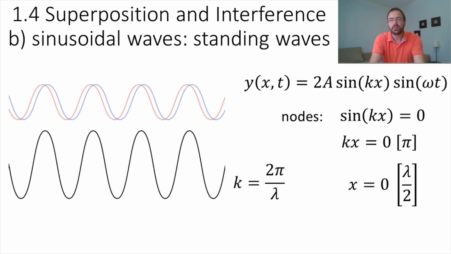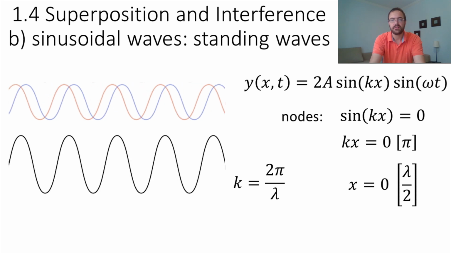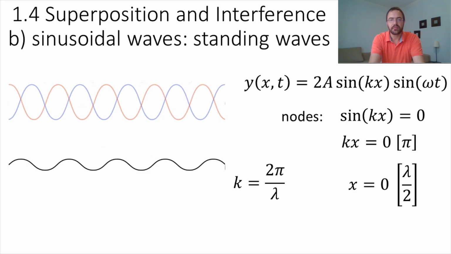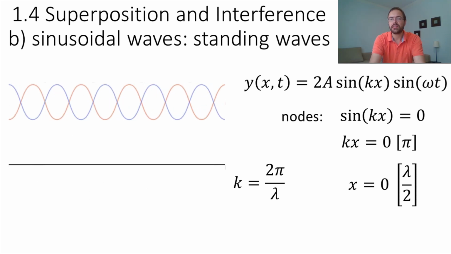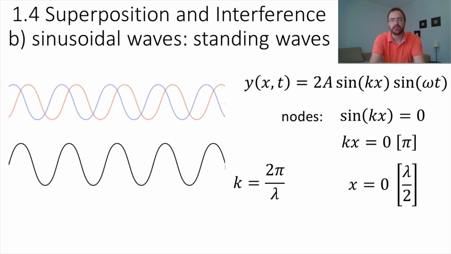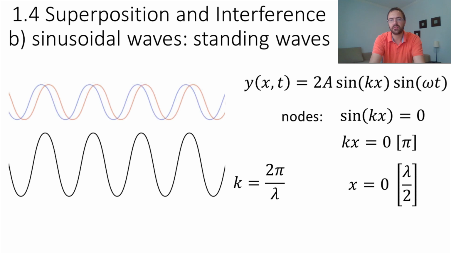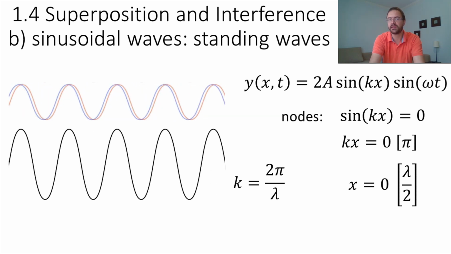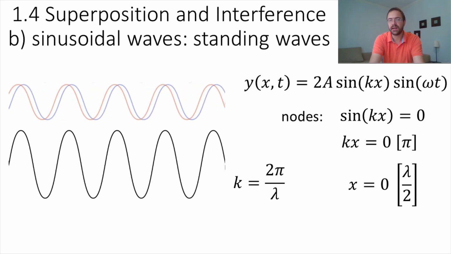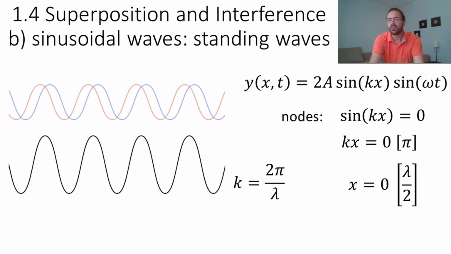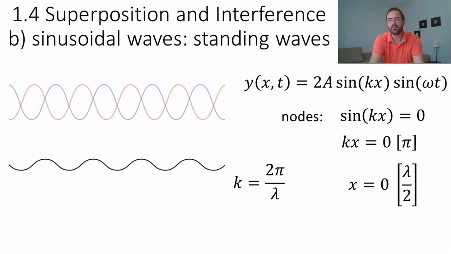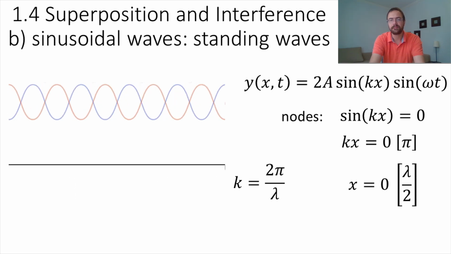Now you can see that there are points on the string that never move, right? The locations of these points are called nodes. And looking at the function for a standing wave, you can see that this will happen when sine kx is equal to 0. For the x positions where sine kx is equal to 0, then the displacement will be 0 at any time. And this will happen when kx equals 0, pi, 2 pi, 3 pi, or when it is equal to minus pi, minus 2 pi, and so on. So I will simply write this as 0 modulo pi.